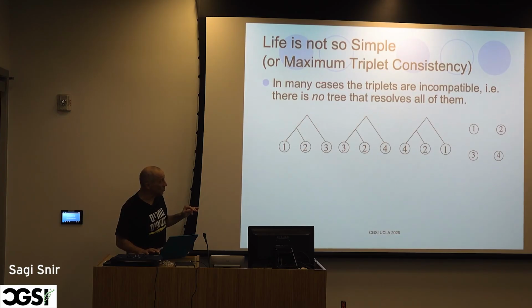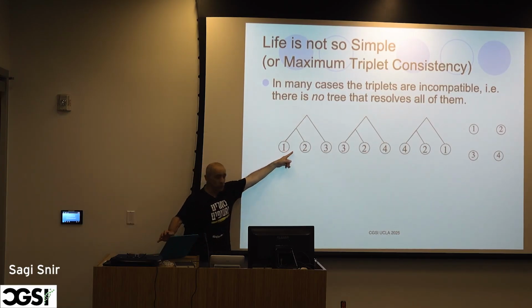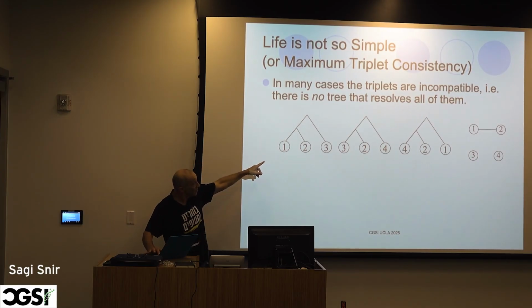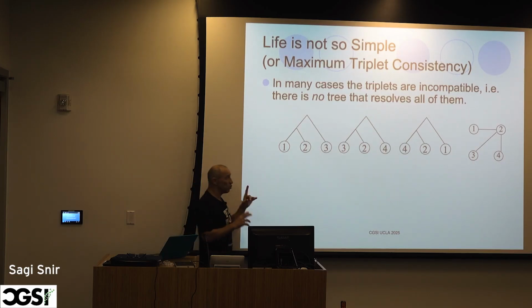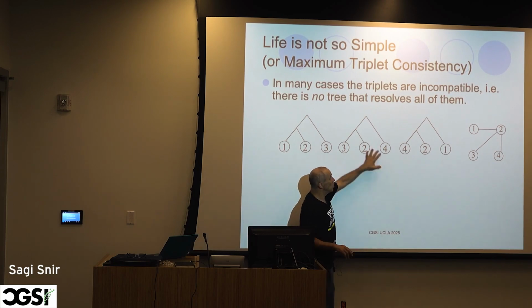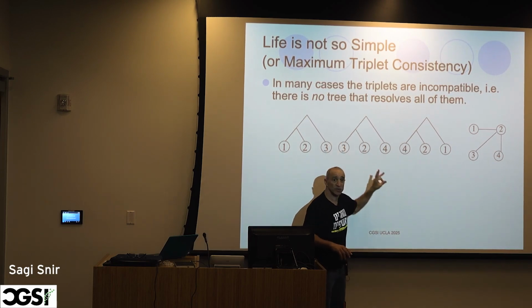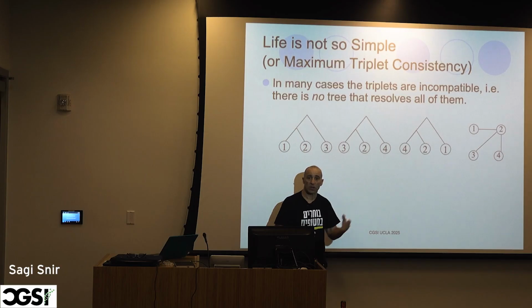1, 2, 3, 4. 1 and 2. 2 and 3. 2 and 4. How many connected components? 1. Conflict. Okay? Whenever you end up in this stage with one connected component, there is a conflict in your input. What do we do?